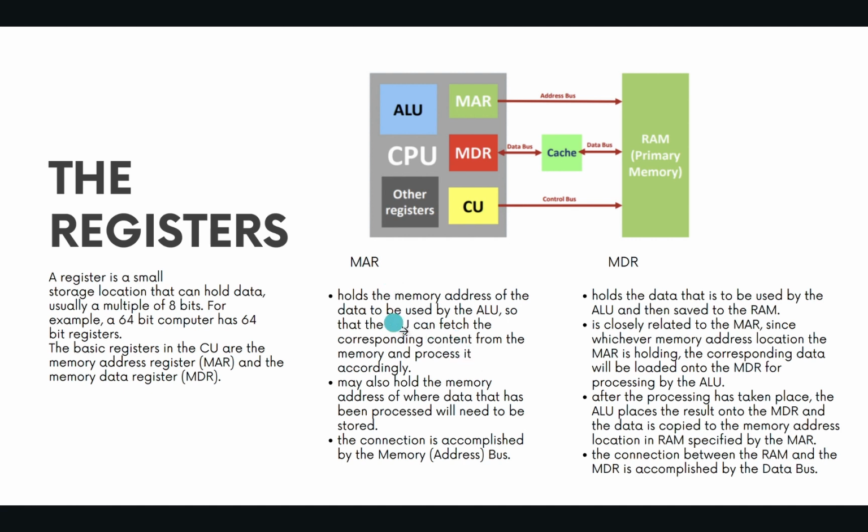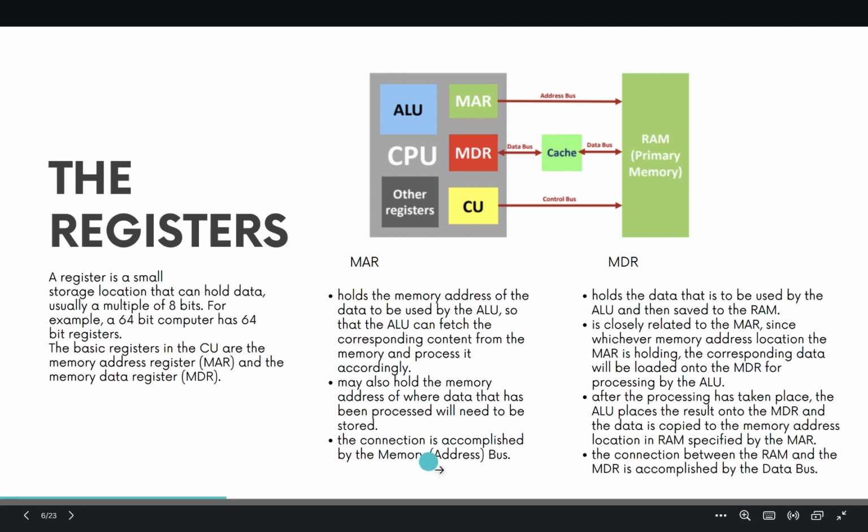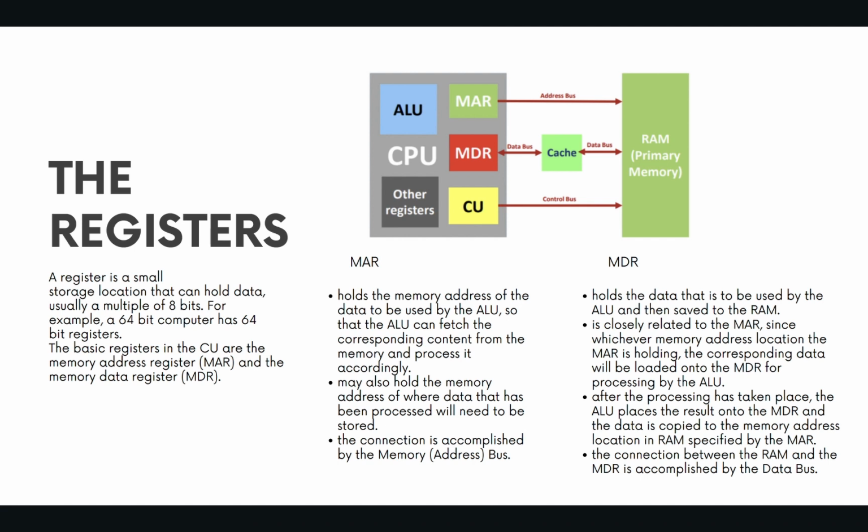So what is MAR? MAR holds the memory address of the data that is to be used by the ALU. So MAR knows where the data is located, it knows its exact address. Furthermore, the ALU can fetch the corresponding content from the memory and process it accordingly. It may also hold the address of where the processed data should be stored. So as the processes happen and the ALU makes the necessary calculations, it's then decided by MAR where the result should be stored.